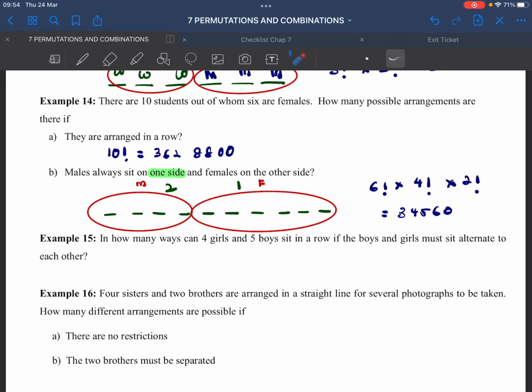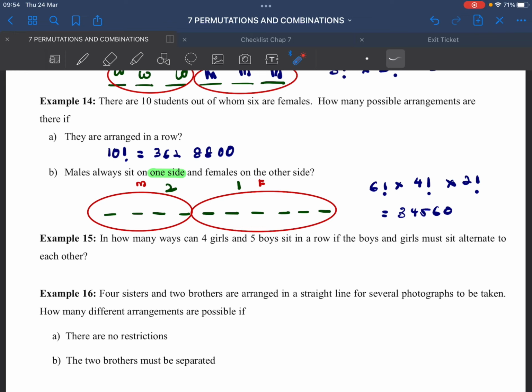Okay, boleh lagi sekali. Kita ada males always on one side, females on the other side. Okay, 6 factorial datang daripada 6 orang females dekat sini. 4 factorial, kita ada 4 arrangement dekat situ. 2 factorial is for these 2 groups of people. Okay, so let's see example 15.